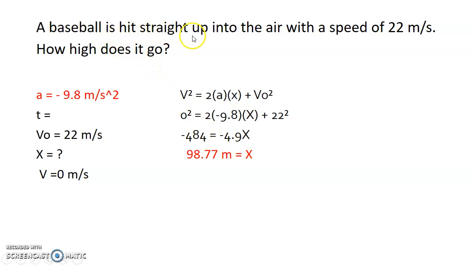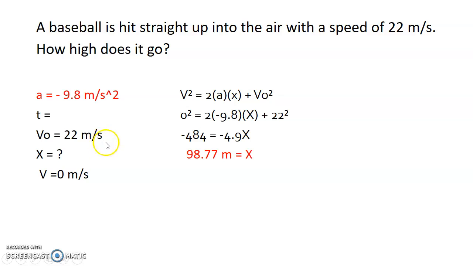A baseball is hit straight up in the air with a speed of 22 meters per second. How high does it go? So again, my acceleration doesn't change. Now I'm going up, so my initial velocity is 22, and my final velocity is going to be 0. I'm going up to the top because I want to know how high it goes. I want to know where it is when it's all the way at the top. So that means my final velocity is 0 at the top because it pauses briefly.